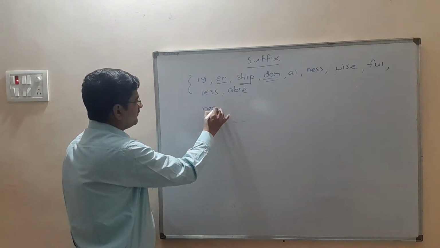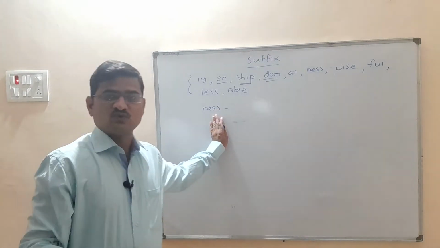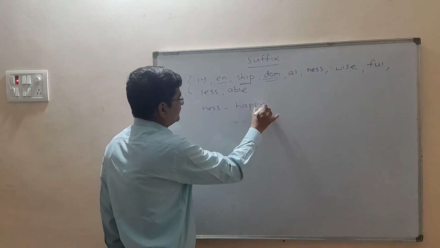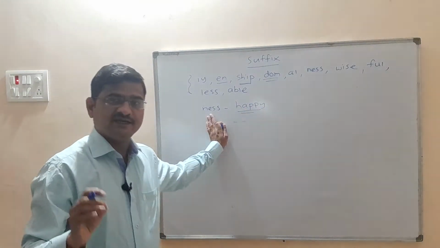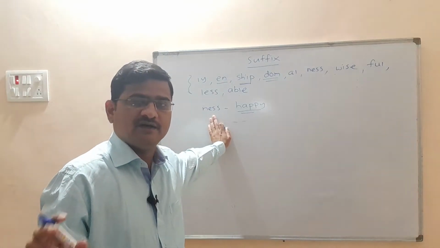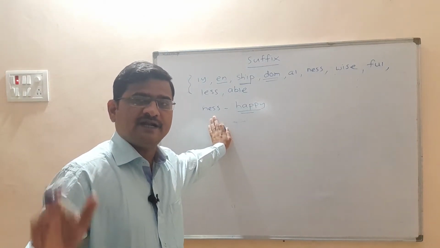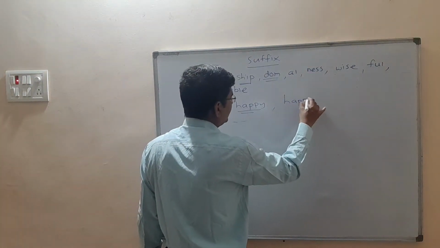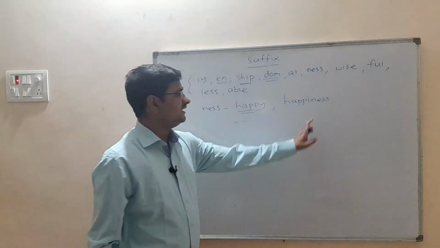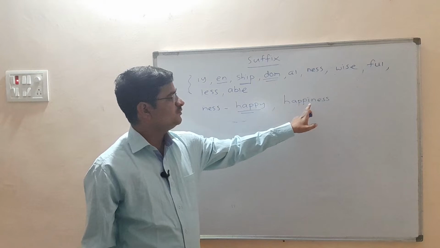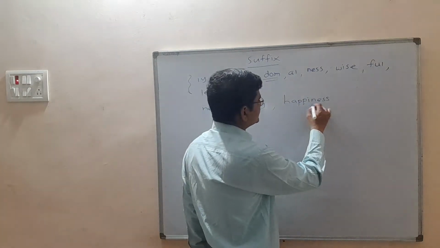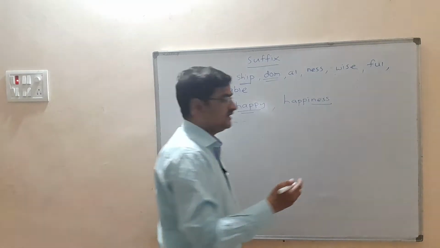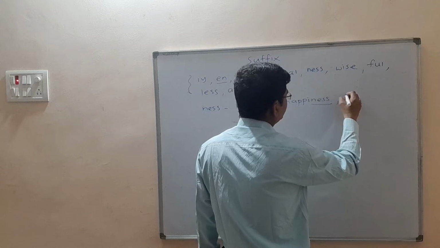Another example of a suffix is ness. So we will take the word happy. If we add the suffix ness to the word happy, then we can create a new word. That word will be happiness. Look at the word happiness, H-A-P-P-I-N-E-S-S. Y will get converted into I here, and we have added the suffix ness here. Happiness, again bitterness, sweetness, heaviness.